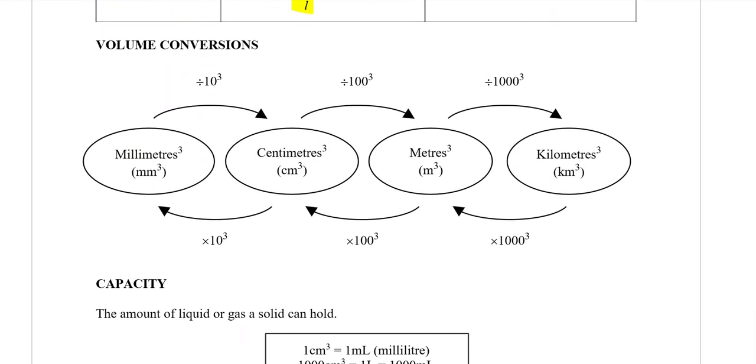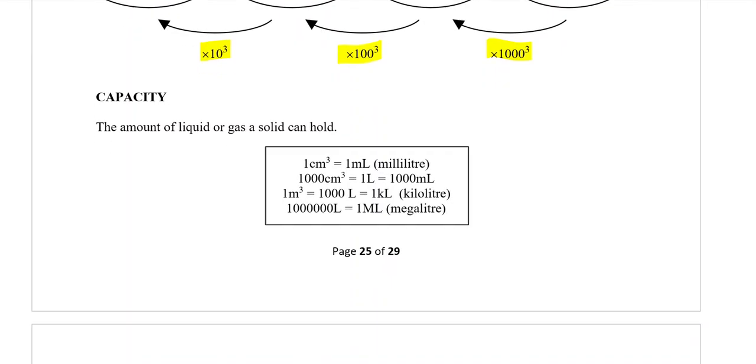If we want to convert between units of volume, millimeters cubed, centimeters cubed, meters cubed, and kilometers cubed, then we'd use this chart. It still has the 10, 100, 1,000 that we've seen before in previous lessons, but when it's cubed, they're all cubed. So millimeters cubed to centimeters cubed is going to be divided by 10 cubed. If we want to convert from centimeters cubed or one of our cubed units into capacity units, we have this box of conversions here.